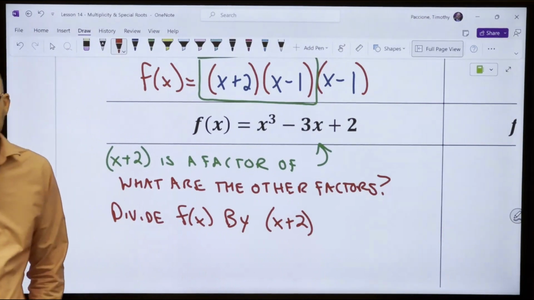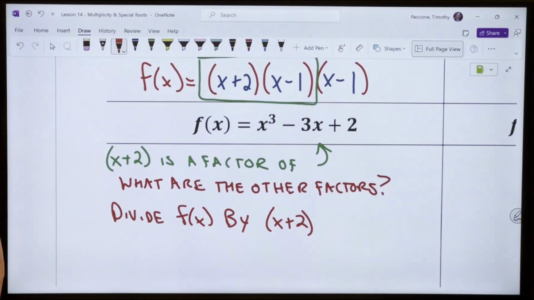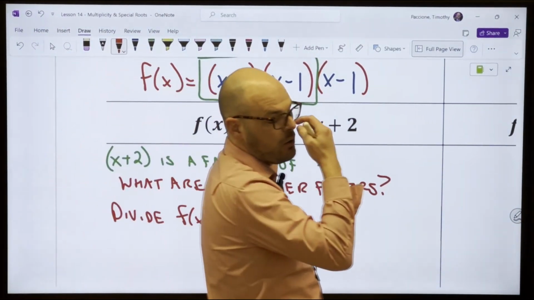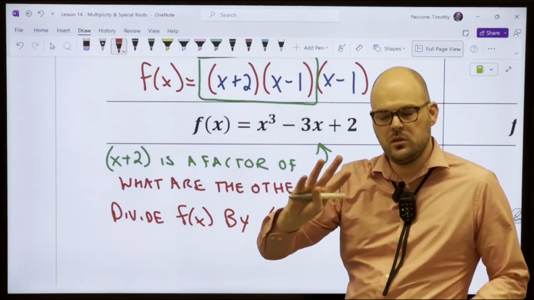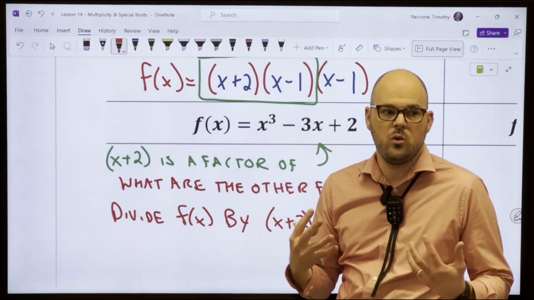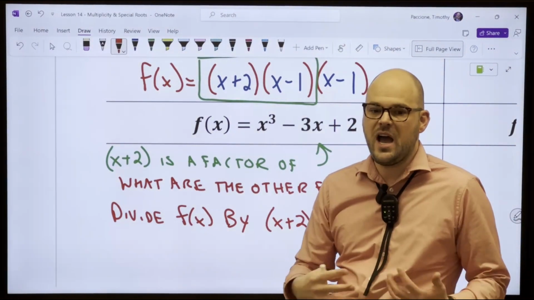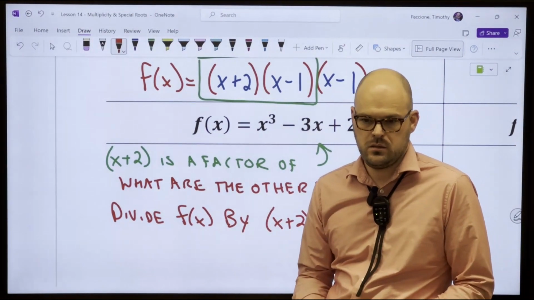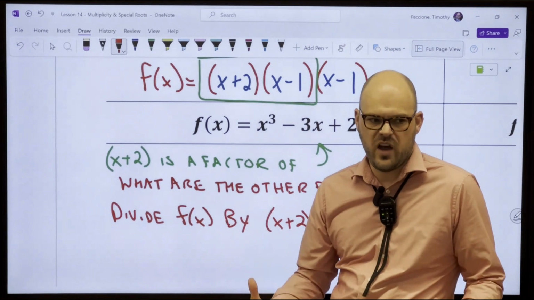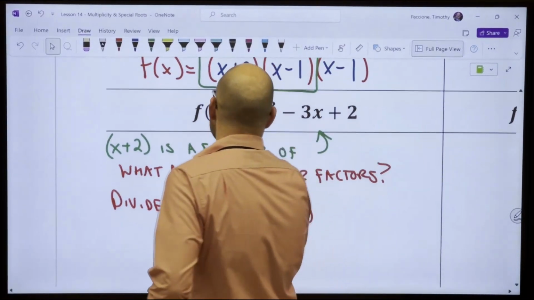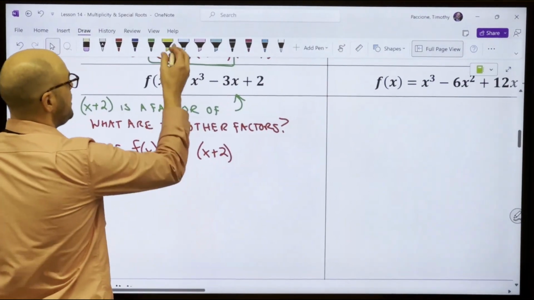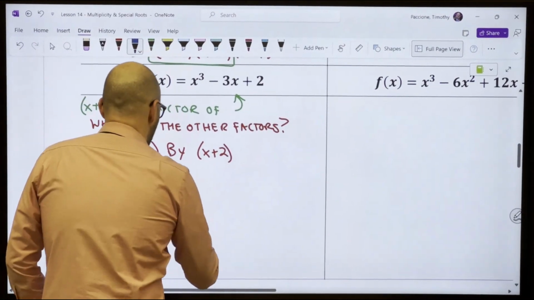And this is an important skill that we need to start building, right? Because tomorrow and going forward, we're going to have things that are unfactorable in other ways, that we can only do through this division. And when we divide, what's our method for dividing big polynomials? Synthetic division. So let's see what happens when we do this, because we should be able to come up with these other factors.